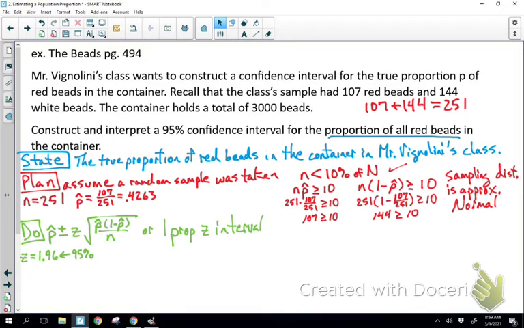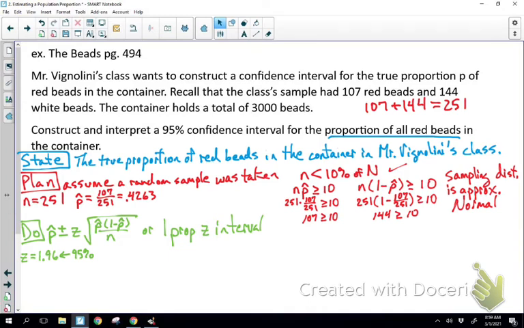So on the TI-84, you would, on a blank screen, press Stat, go over to Tests, and then scroll down till you see 1 prop z interval. On my TI-84, it's option A. And then you type in red beads for x, so 107. Type in 251 for sample size and 0.95 for confidence level. For x, don't type a proportion. It'll probably error out if you do that.